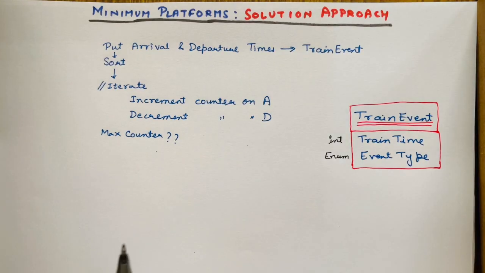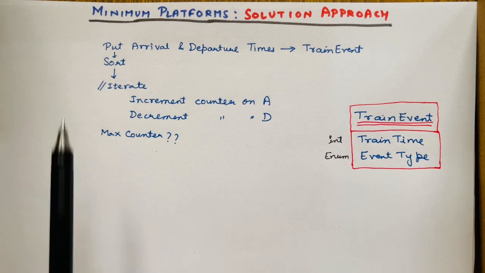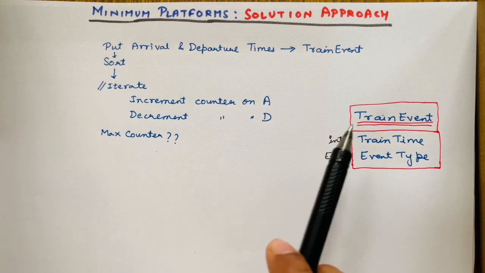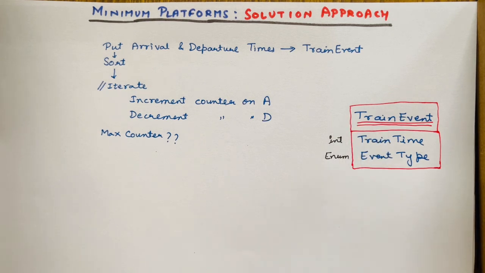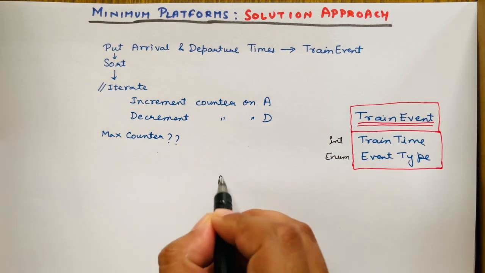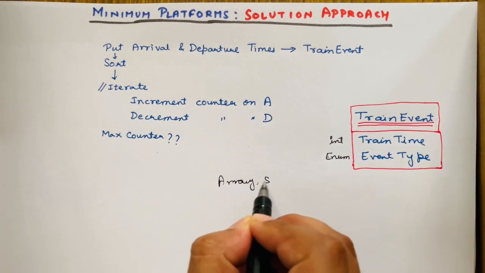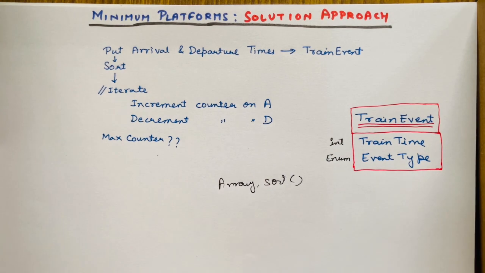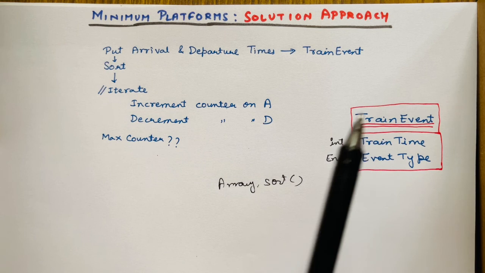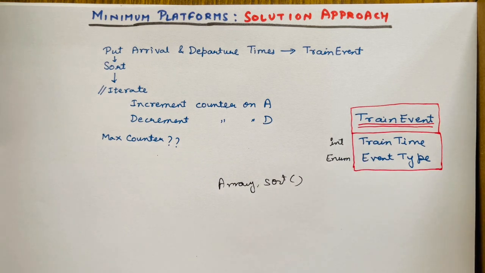Now this seems like a good enough approach to work. But here is a catch. How will we sort it? We have to sort an array of data structure train event. Will Arrays.sort work here? No, because Java or any other programming language doesn't know how to sort our custom data structure. So we'll have to provide them with a way to compare the two train events and decide which one is greater or which one is smaller.